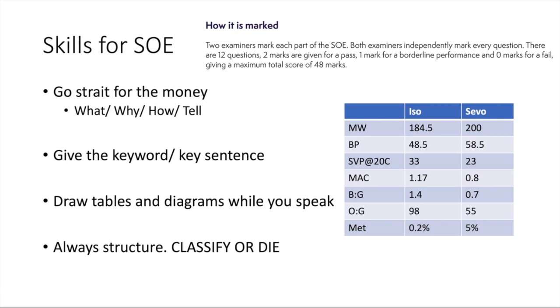For the SOE exam, there are 2 examiners marking each part independently. 2 marks are given for a pass, 1 mark for borderline performance, and 0 marks for a fail. For exam purposes, here are a few tips for answering the SOE.